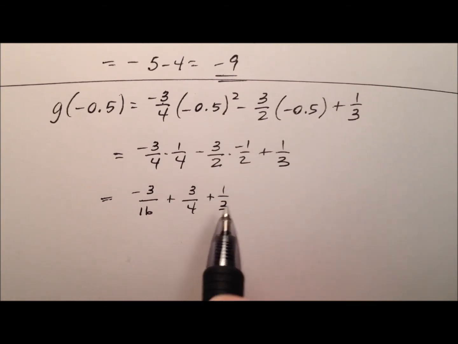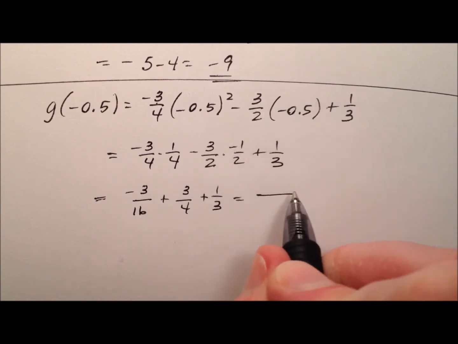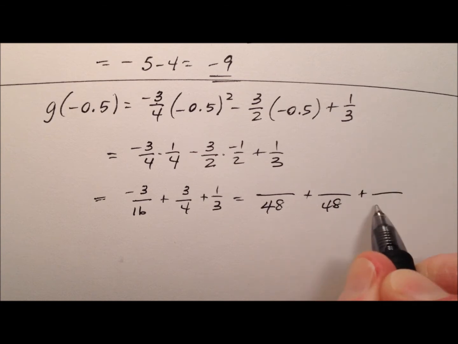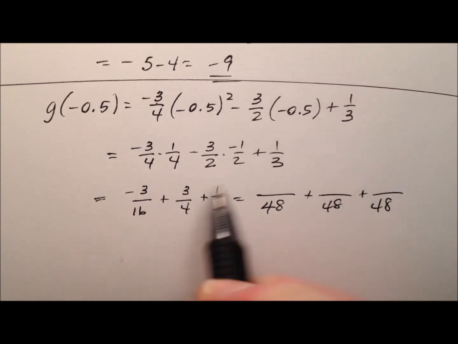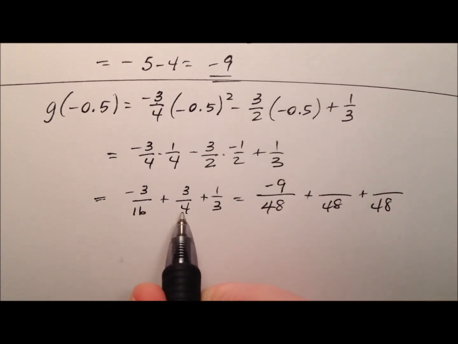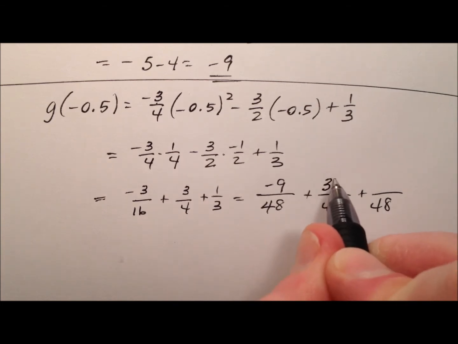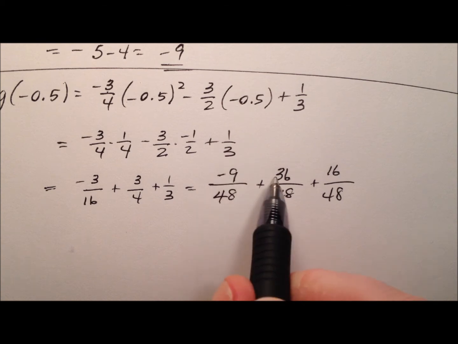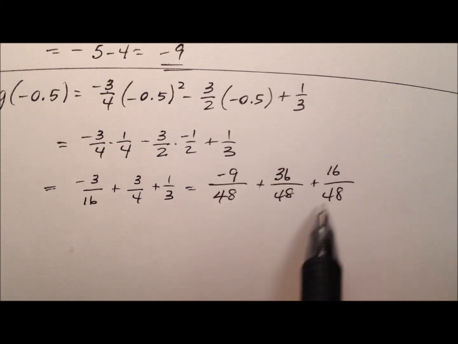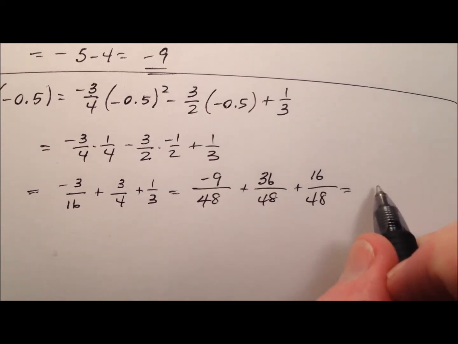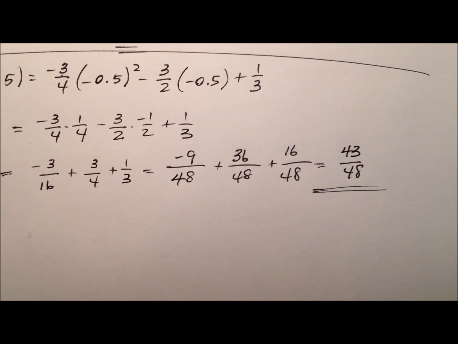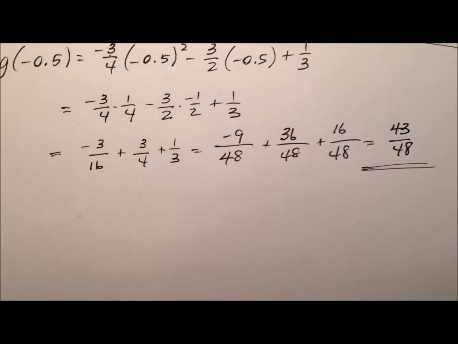Okay, so between 16, 4, and 3, it looks like I can get a common denominator of 48. So this one will be times 3, this one will be times 12, and this one will be times 16. So -9 plus 36 and then plus 16. It should come out to be 43 over 48 for that guy, which if you made it into a decimal, it would be a repeating decimal. So we'll just leave it this way.